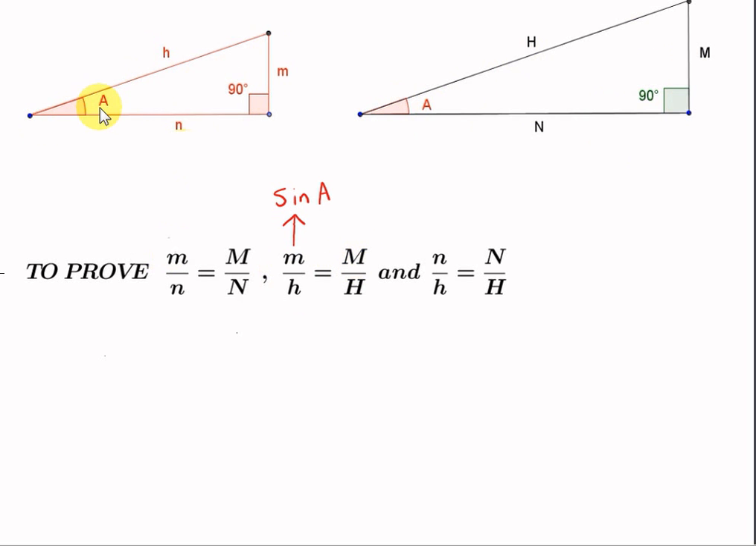Similarly for tan of A is opposite over adjacent. In the small triangle it's little m over little n. In the big triangle it's big M over big N. And finally we have the cos of A, that's adjacent over hypotenuse. So in the small triangle that's little n over little h. In the big triangle that's big N over big H.